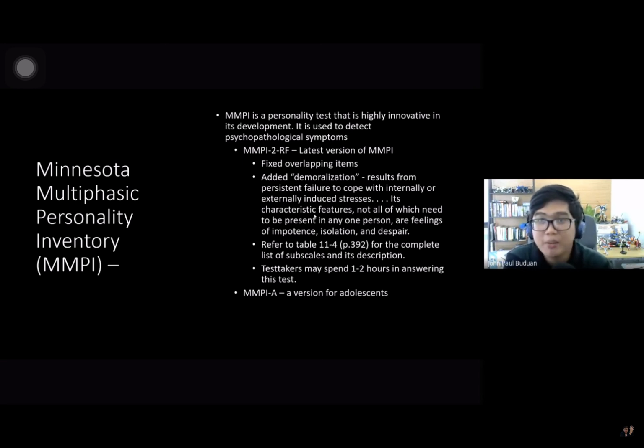So yung MMPI ginamitan siya ng empirical criterion keying. MMPI A, a version for adolescents naman to. Okay? So far, do you have any questions with regards to the development of personality test?